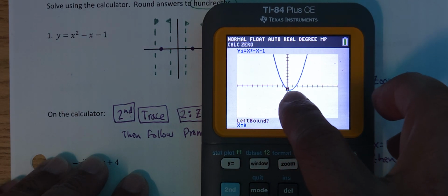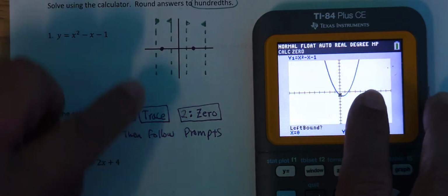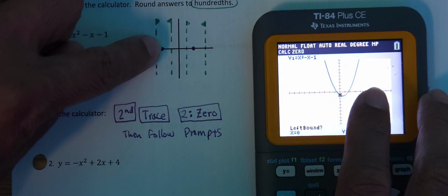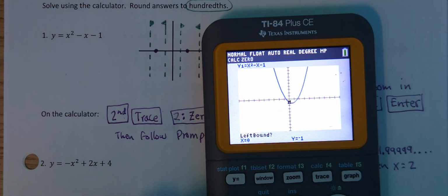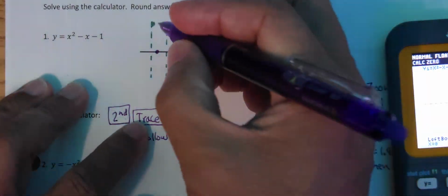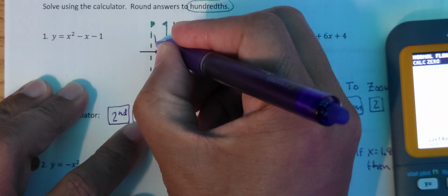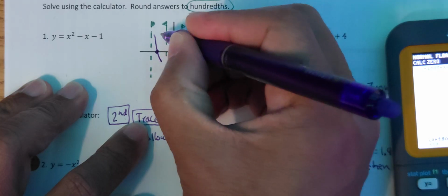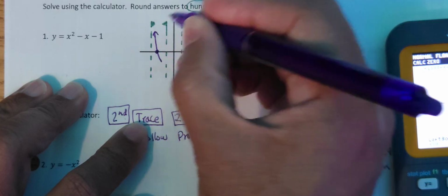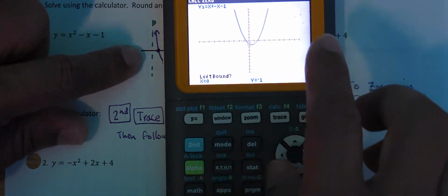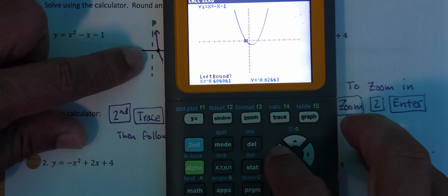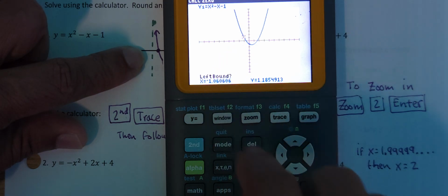Now the calculator is asking me for the left bound. Left bound means before the graph crosses the x-axis, as you can see it here. So this is what it's asking me: what is the interval or neighborhood in which you want me to find the intersection? So this is the left bound on the calculator. Okay, so I'm going to go before the crossing of the x-axis, and that should be close enough.